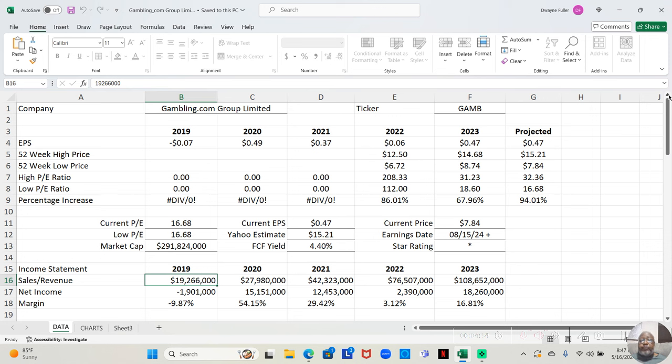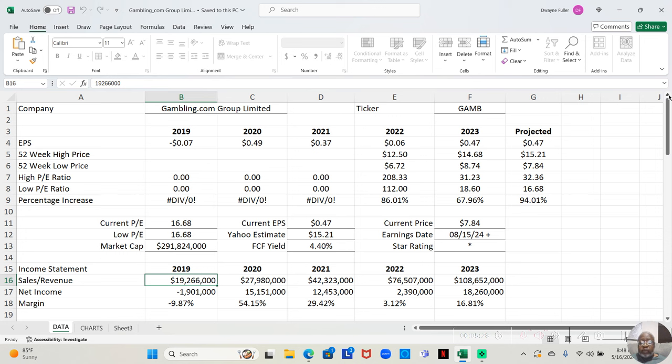Now, if we look at the price data, we only have 2 years. In 2022, their low price was $6.72 a share. Their high price was $12.50 a share. That was an increase of 86.01% in those 12 months.